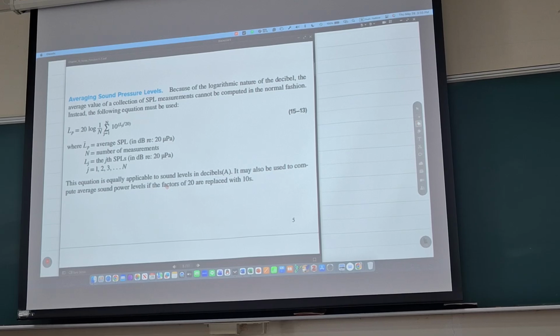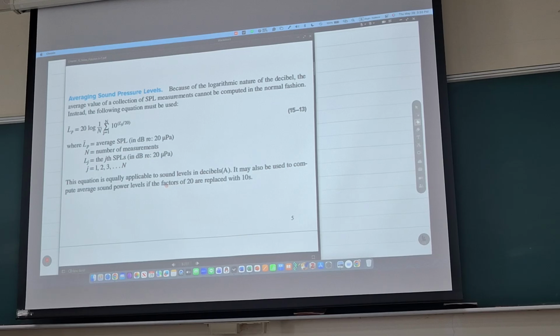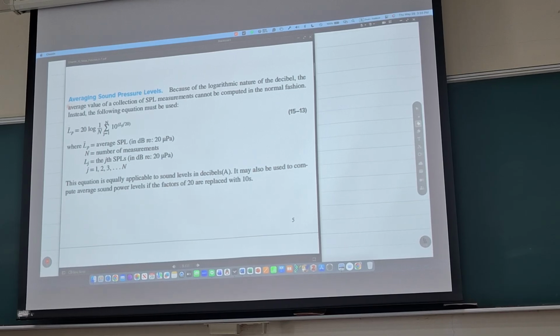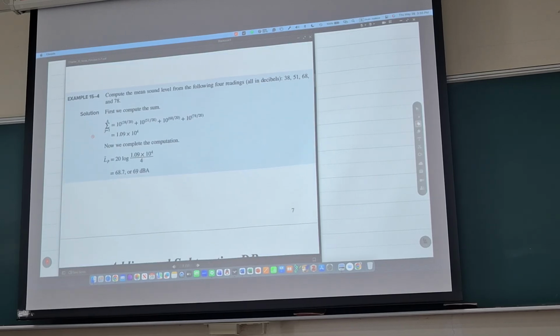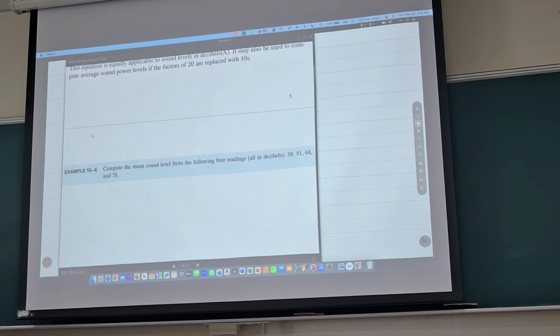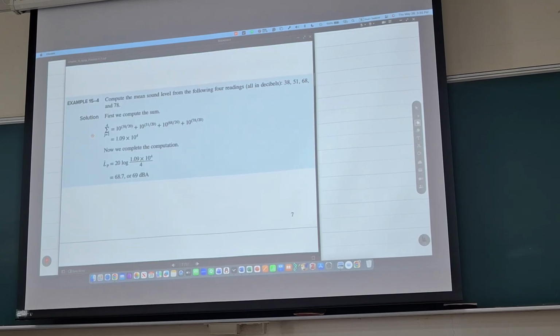One last formula. For averaging sound pressure levels, you add everything up and divide by the number of readings. Understand? Okay, let's do this question, then you will understand.